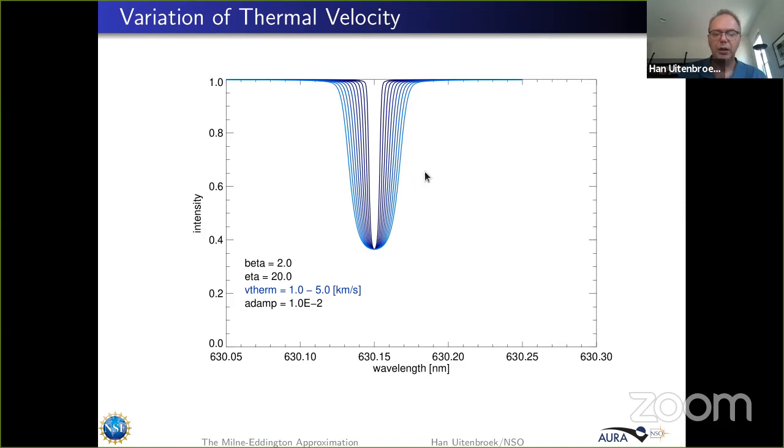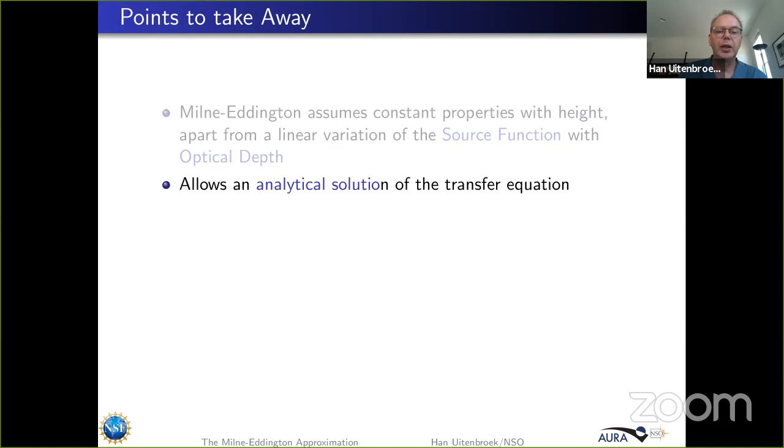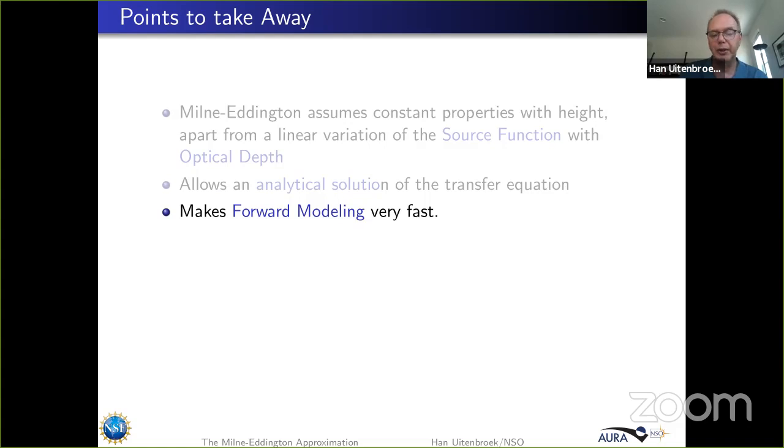Again, in summary, Milne-Eddington assumes constant properties with height, apart from a linear variation of the source function with optical depth. It allows an analytical solution of the transfer equation, as I've shown. This makes forward modeling very fast, and it makes the implications very direct. This is ideal for inversions because you know what you're doing and it's very fast.